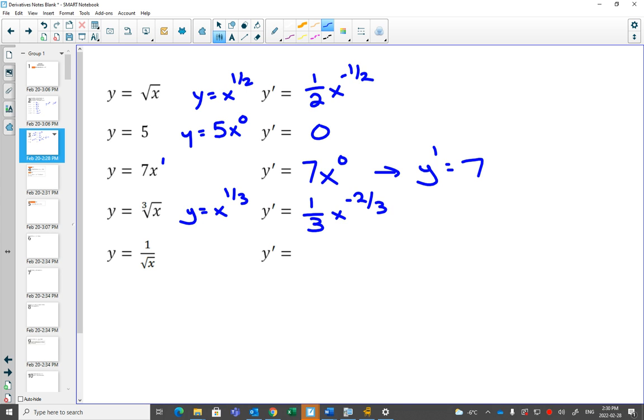And finally, with the last one, if I'm going to use the power rule, I have to be able to rewrite it as a power in the form that the power rule works. So I have 1 over the square root of x. That's the same as 1 over x to the half, which is the same, using your negative exponent rule, as x to the negative a half. And now I have x with a power. I can bring the power out in front and subtract 1 from the exponent.